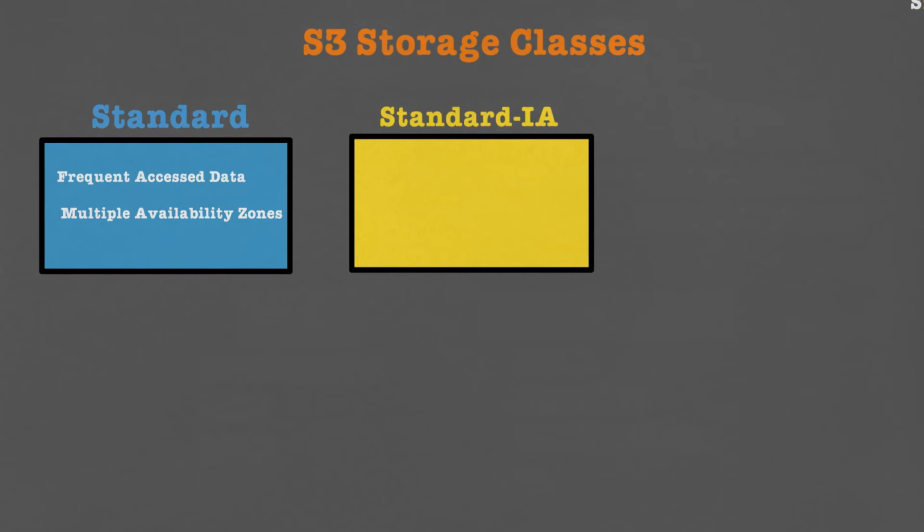Next, you have the standard IA class. You should select standard IA if you are going to access your data infrequently. The standard IA class also uses multiple availability zones.